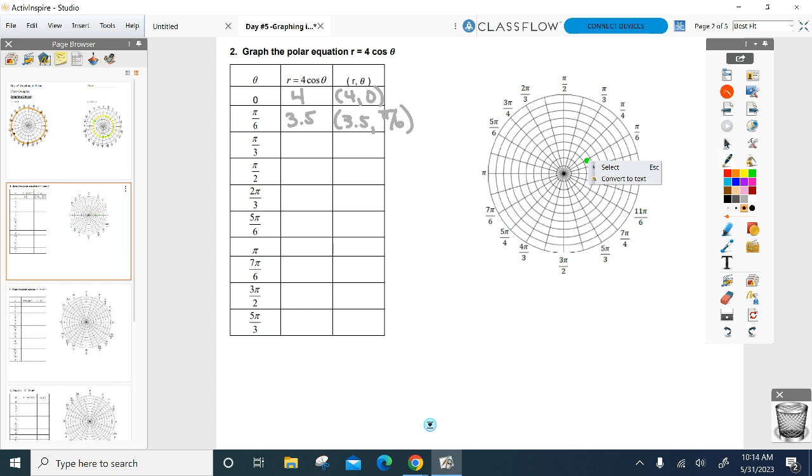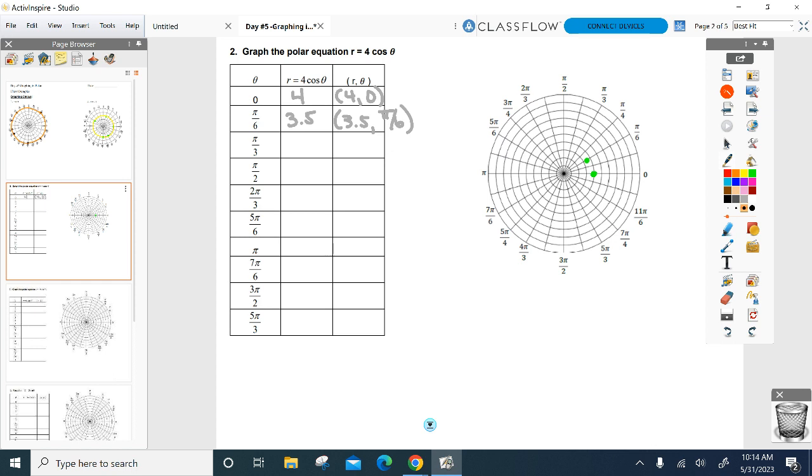All right, keep going. Pi over 3. Go pi over 3, see what you get. It's 4 cosine pi over 6, and this is all your angle measures, your thetas. So it's going to go in for theta. All right, so the next one we're doing is 4 cosine pi over 3.